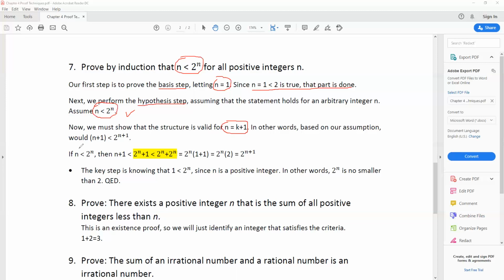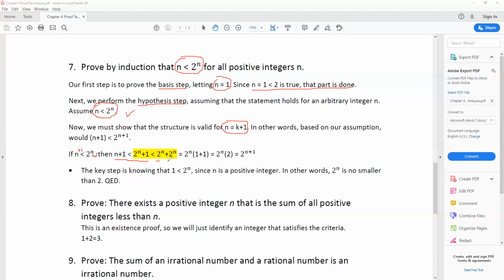let's add 1 to both sides. So I chose to add 1 to the left side, and I chose to add 1 to the right side. That gives me n plus 1 is less than 2 to the power of n plus 1. It gives us this part here. But 2 to the power of n plus 1 has to be less than 2 to the power of n plus 2 to the power of n.